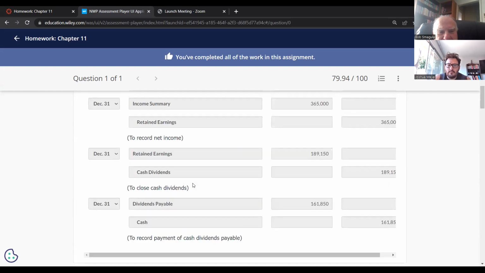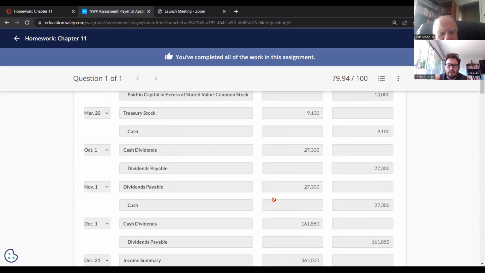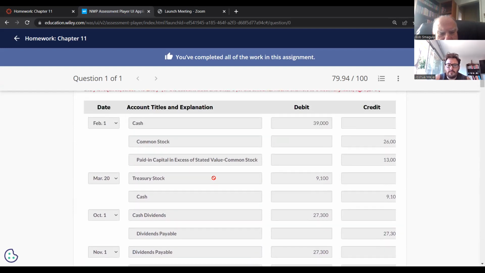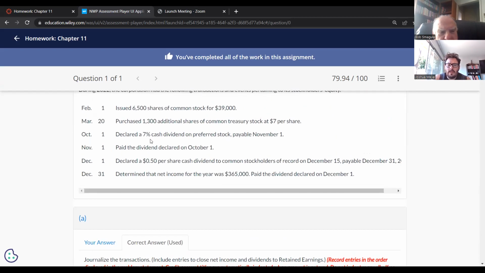I don't even see that number. 27. They got it from, oh, they pay dividends. October 1st. Well, there is, yeah. So they only got it from the preferred stock dividends. The preferred, you subtract, okay. Yeah, I've got to give Wiley credit. They're really teaching this correctly.